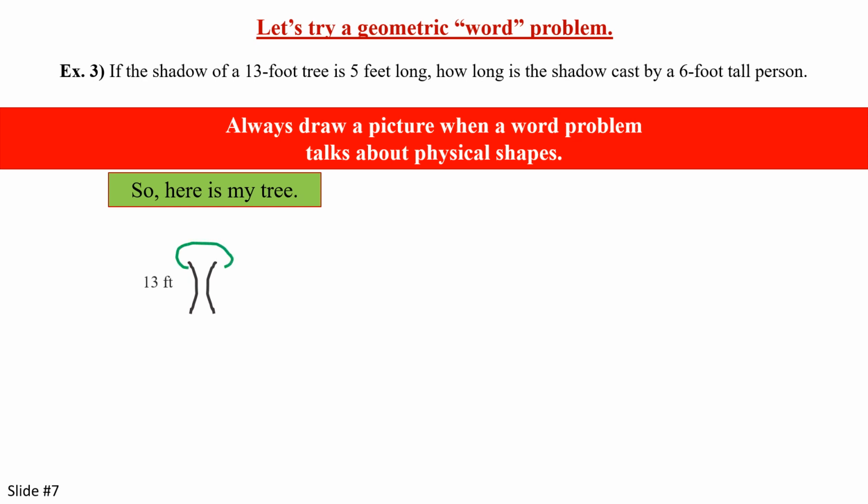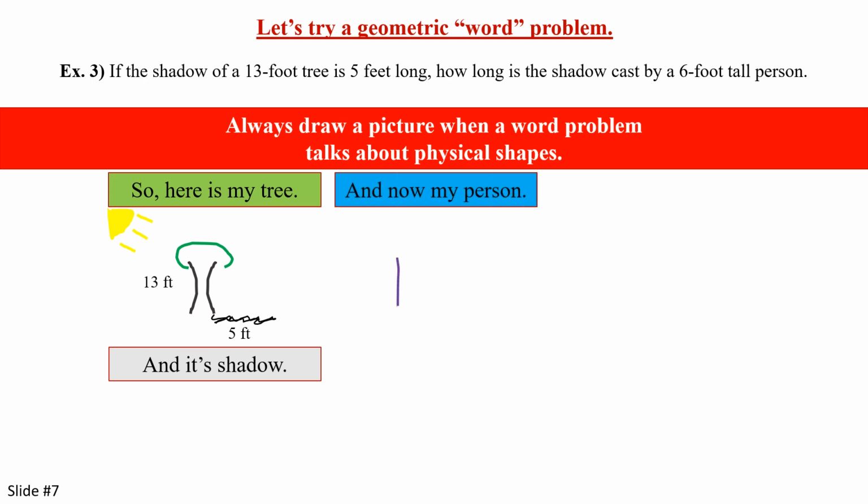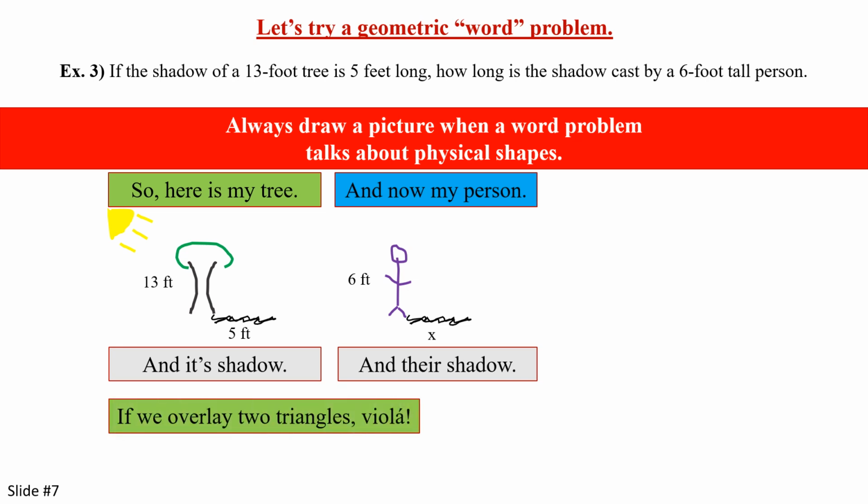So here's my tree, which I've labeled as 13 feet, because it's a 13-foot tree. And its shadow, I'll draw the sun here just for perspective, and the shadow is 5 feet long. And now my person, which I've labeled as 6 feet tall. And now their shadow, which I don't know, so I put an x. It says how long is the shadow, so that's my unknown. If we overlay 2 triangles, voila.